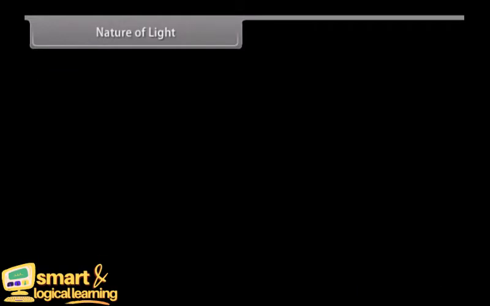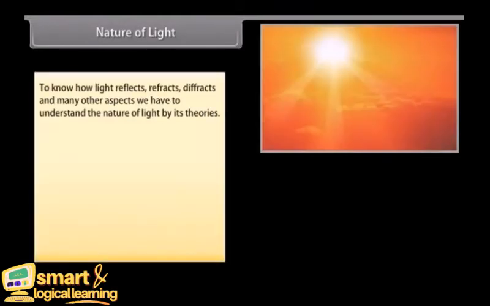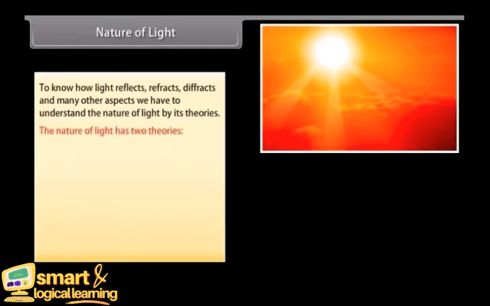Nature of light. To know how light reflects, refracts, diffracts, and many other aspects, we have to understand the nature of light by its theories. The nature of light has two theories: wave theory of light and particle theory of light.